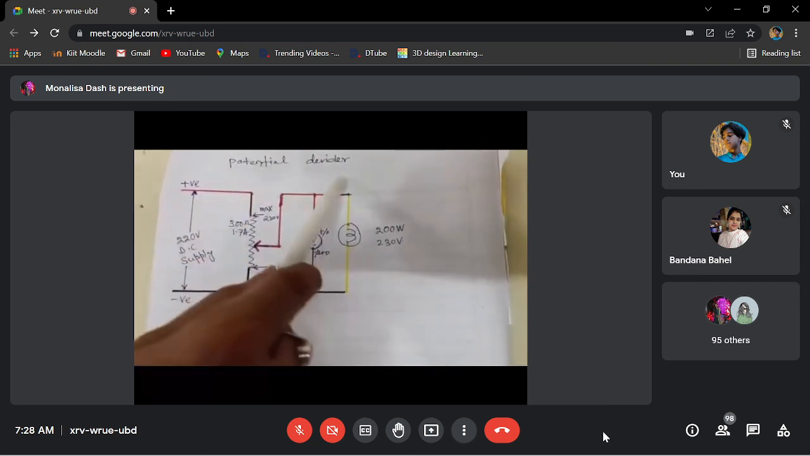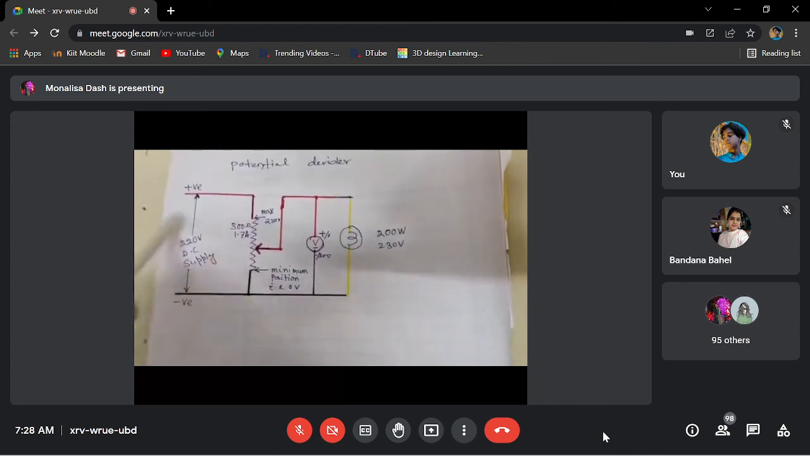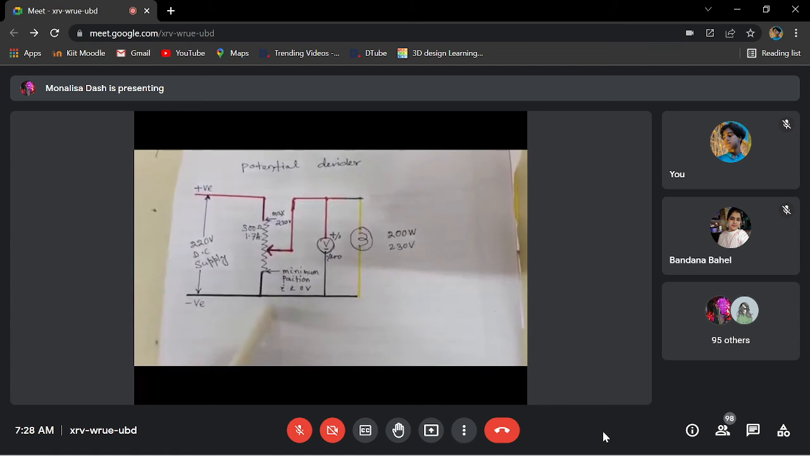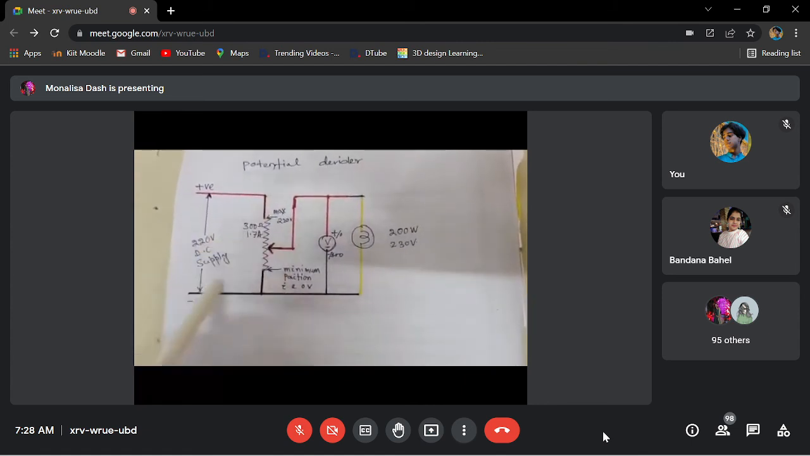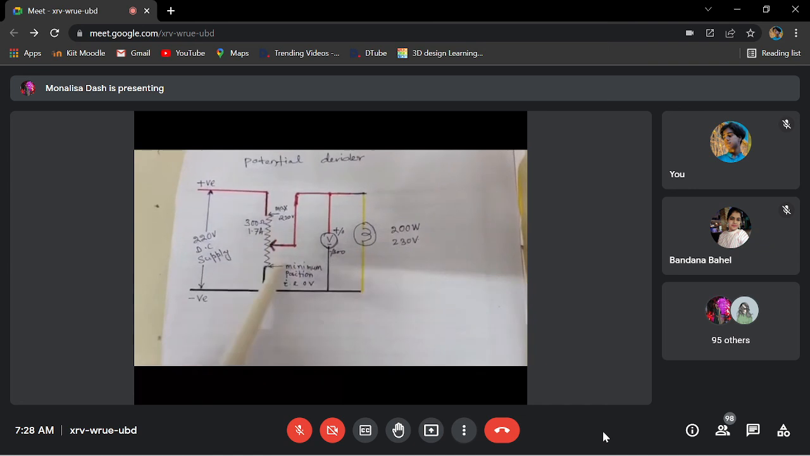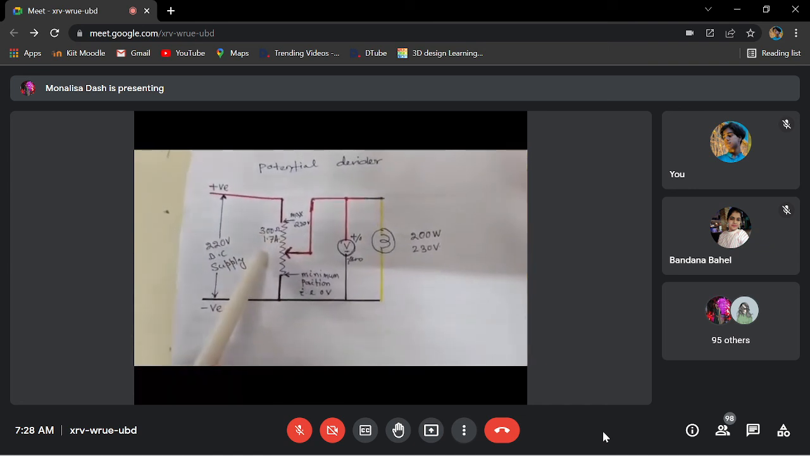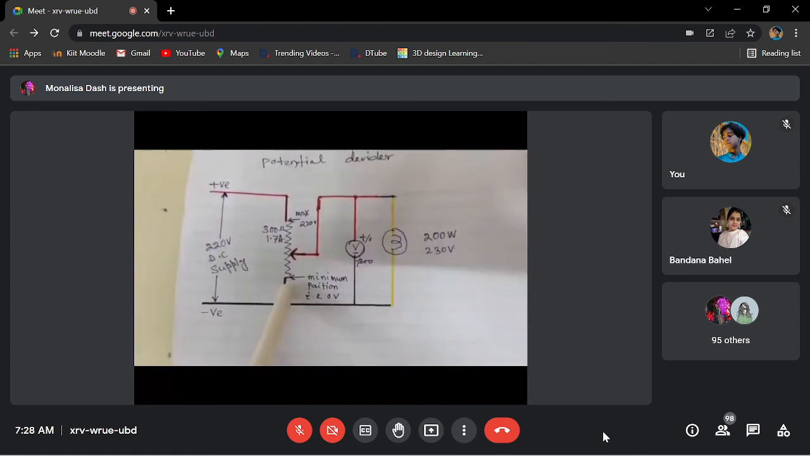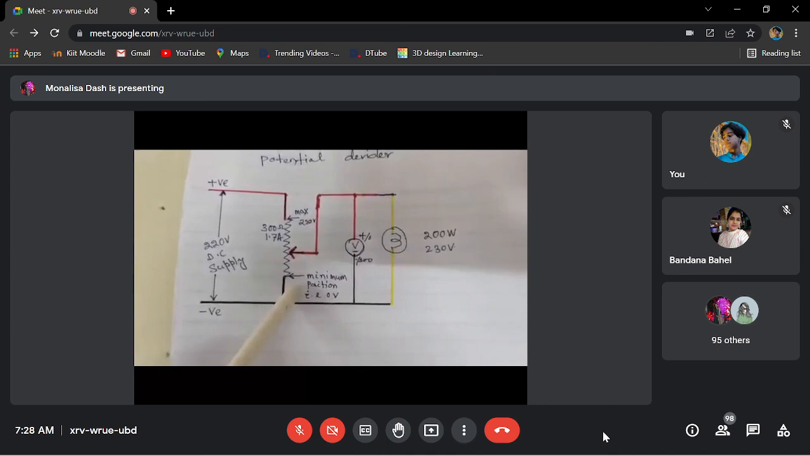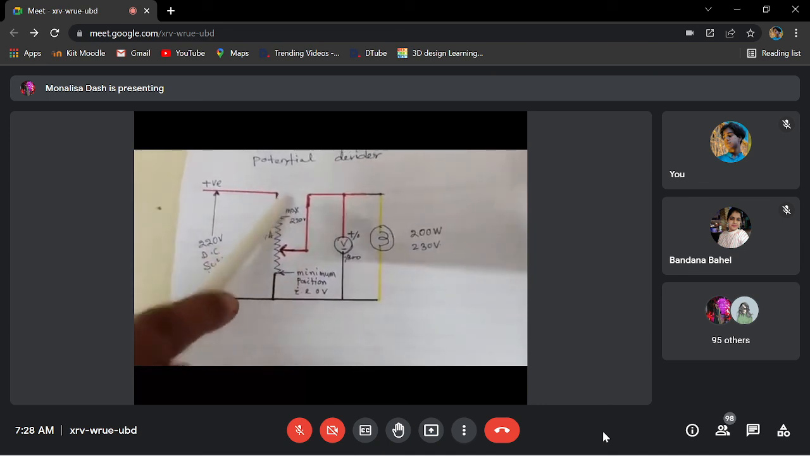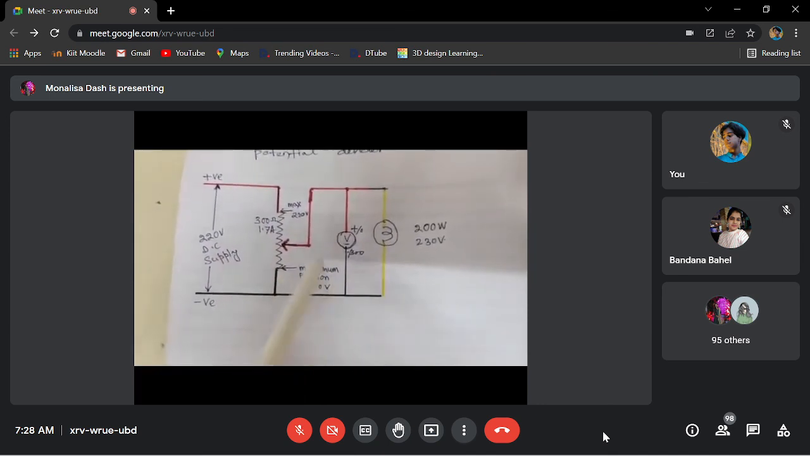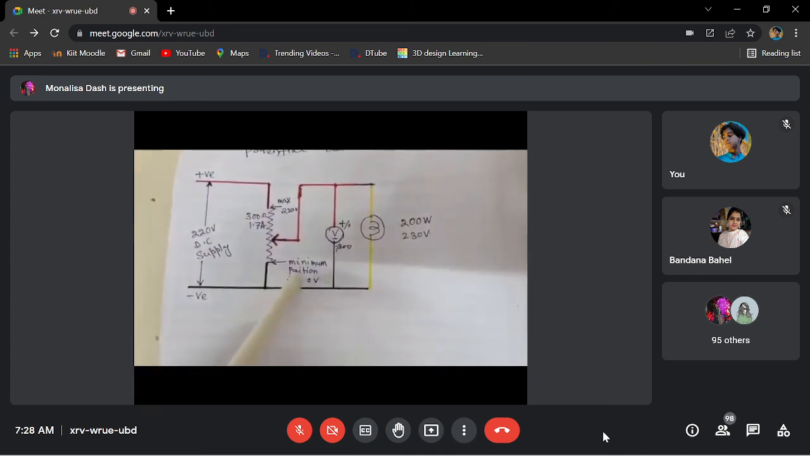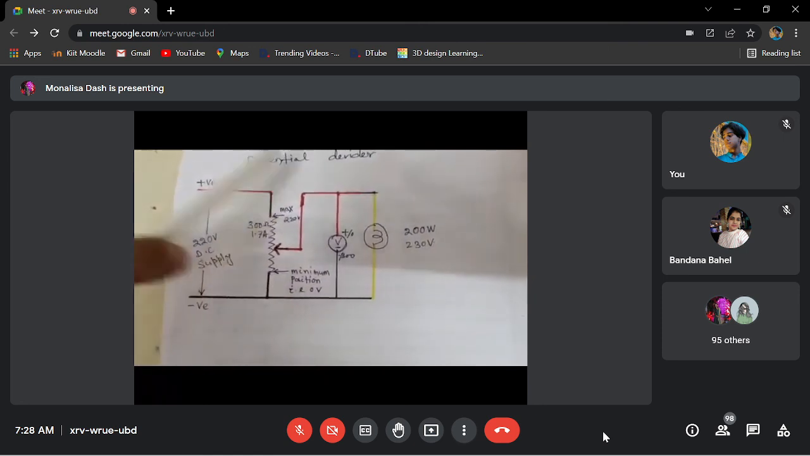In this arrangement, this is your DC supply, 220 volt, with positive and negative terminals. This is your potential divider or rheostat circuit diagram, and the rating is 300 ohm and 1.7 ampere. In this connection, this point is the minimum position and this point is the maximum position. In minimum position the output is 0 volt and in maximum position it is 220 volt.